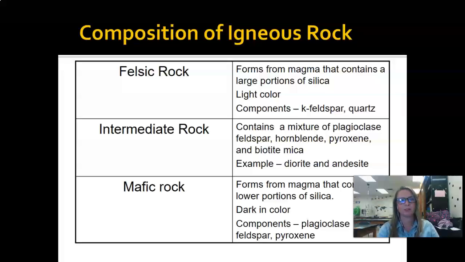Felsic almost seems like fair, and mafic I always think of like the mafia, who wears black. So go with that if you want, but that's how I think of it. And intermediate clearly is in the middle. So felsic minerals form from magma that contains large portions of silica.